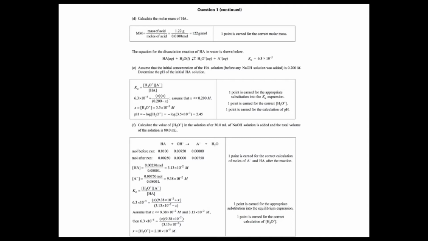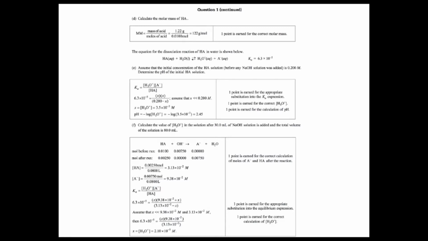And so when you solve, you get an X value of 3.5 times 10 to the negative third molar. It's not asking for the concentration of H3O plus, it's asking for the pH, and so I'm going to take the negative log of 3.5 times 10 to the negative third, and I get 2.45 because I want 2 sig figs, so I have 2 decimal places.